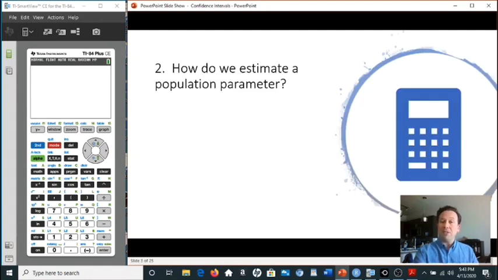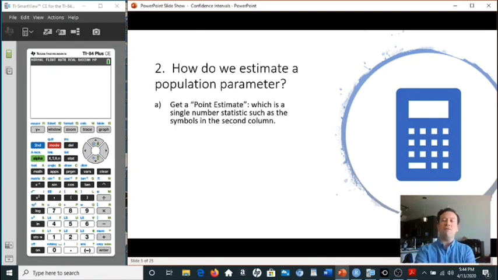So how do we estimate a population parameter? How do we take a small group of 30 people and collect data about them to maybe make a conclusion or an inference about a group of 3,000 people or 3 million people? The way we do that first is that we get what we call a point estimate. A point estimate is just any statistical number. It could be an average, it could be a percentage. So it's a simple single number statistic, such as the symbols that you saw in the second column of that table.